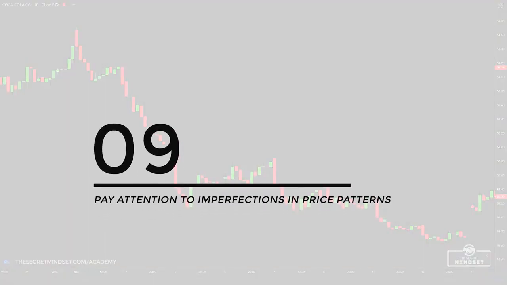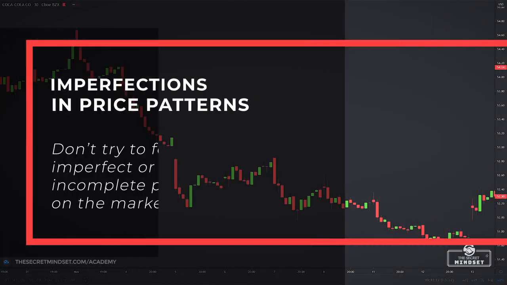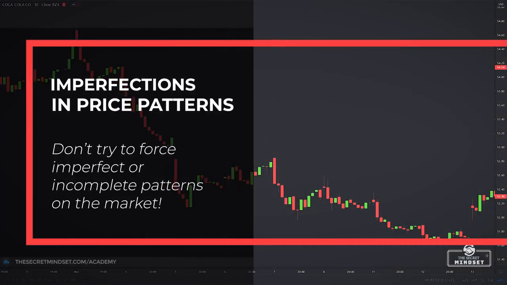Number 9. Pay attention to imperfections in price patterns. Price, being a dynamic concept, can't be 100% reliable. There will be certain imperfect price actions that will not conform to your textbook ideas and rules, so don't try to force those patterns on the market.